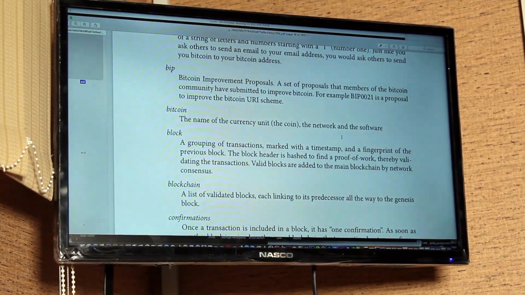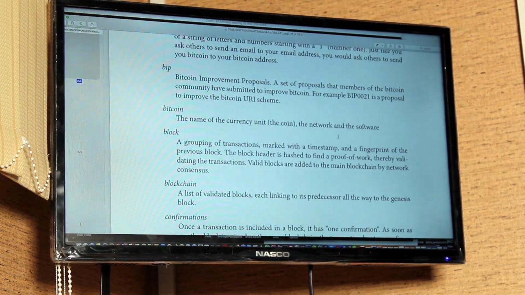And over here on my screen, you can see we have BIP. This is a short acronym for Bitcoin Improvement Proposals, and that we call BIP. Now, what is a BIP? If somebody asks you what is a BIP, it is a set of protocols or proposals that members of the Bitcoin community have submitted to improve Bitcoin. For example, we have BIP 0021, and that is a proposal to improve the Bitcoin URI scheme. Bitcoin is open source, and if you are a programmer or a developer, you can contribute to Bitcoin's protocol. The BIP is anything that you can submit as a developer, anything that you understand on top of the Bitcoin protocol, that makes the Bitcoin network or protocol much better. That, in short, is known as BIP.